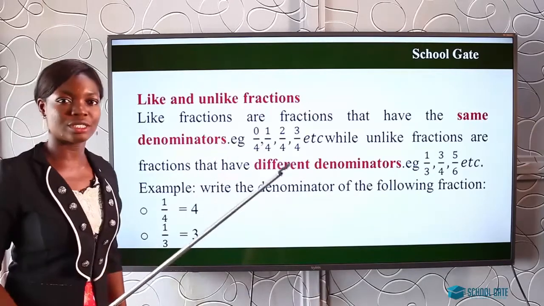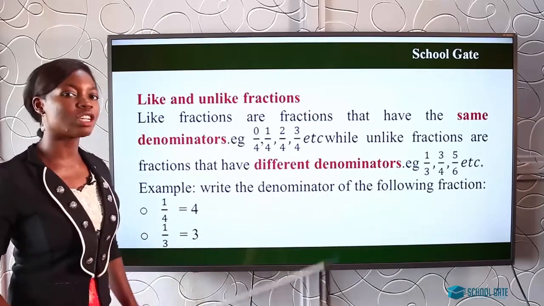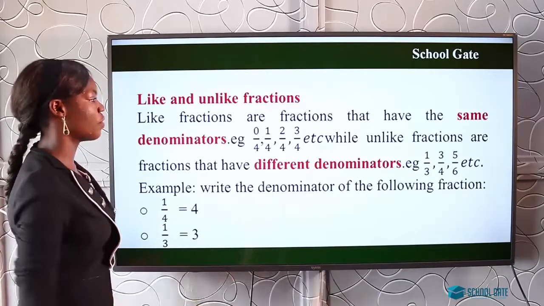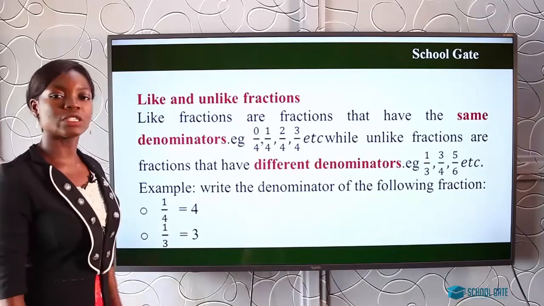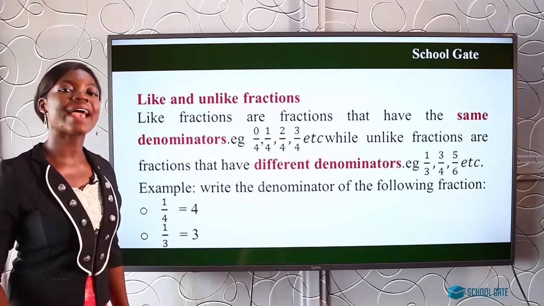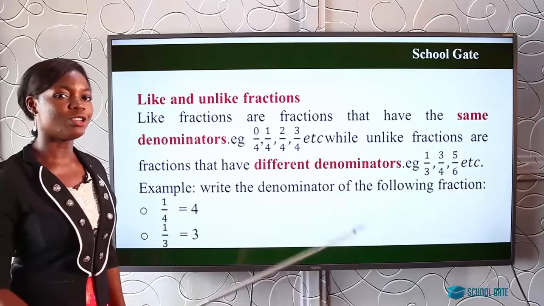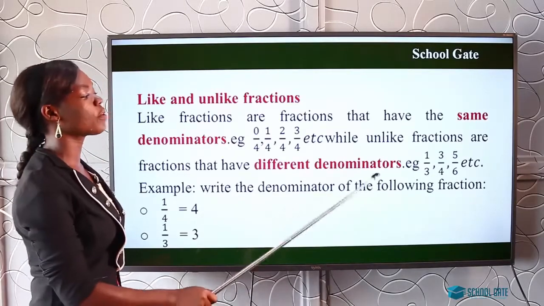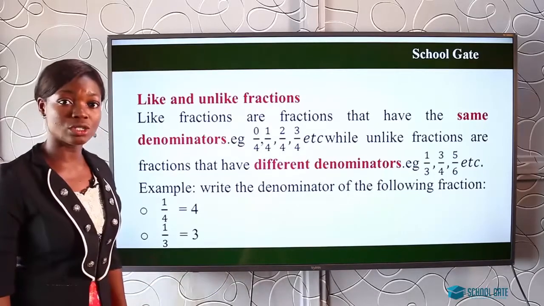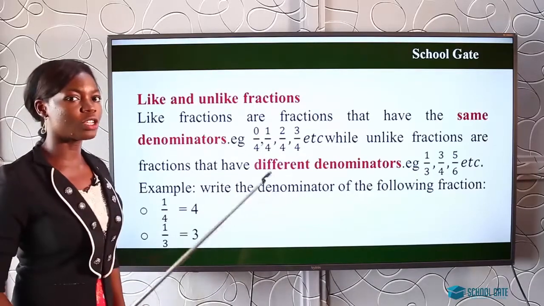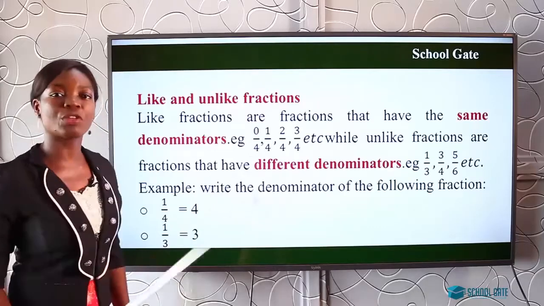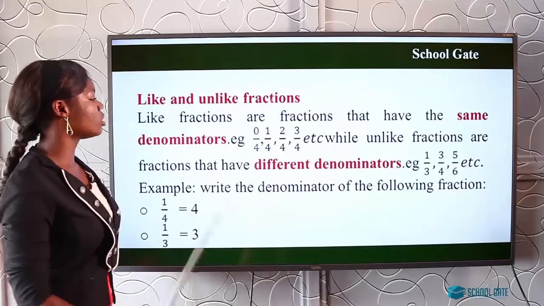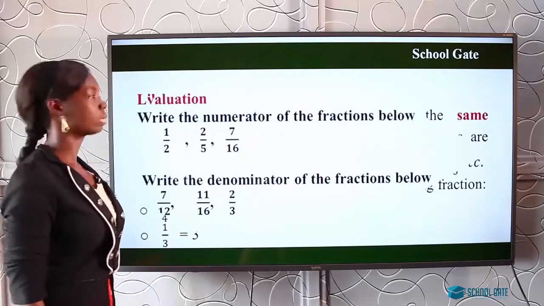But unlike fractions, hearing the word unlike, that means they do not have the same denominators. They have different denominators. When you have 1 over 3, 3 over 4, 5 over 6, you know these are unlike fractions. Are we following, kids? So, look at this example. Write the denominators of the following fractions. 1 over 4. What's the denominator there? 4. We're talking about the number below the line. And then 1 over 3. What's the denominator there? 3.